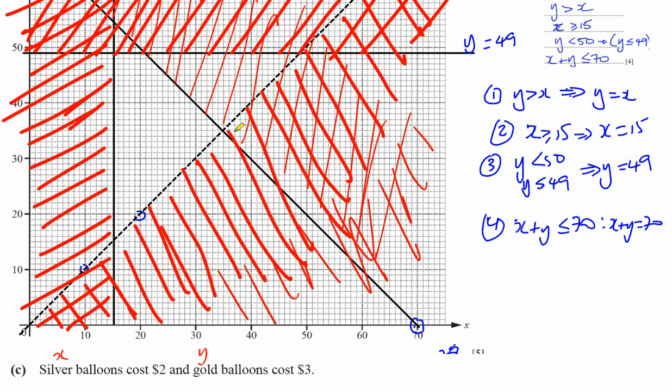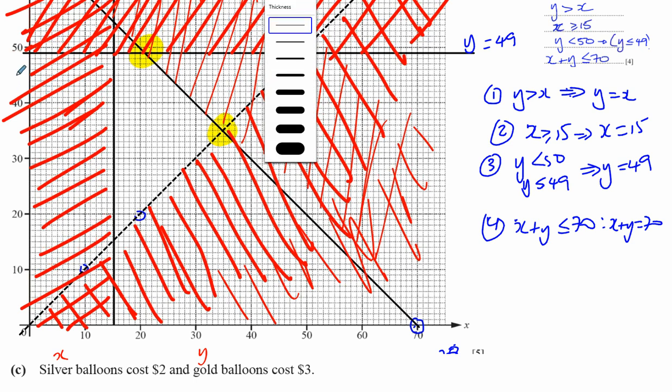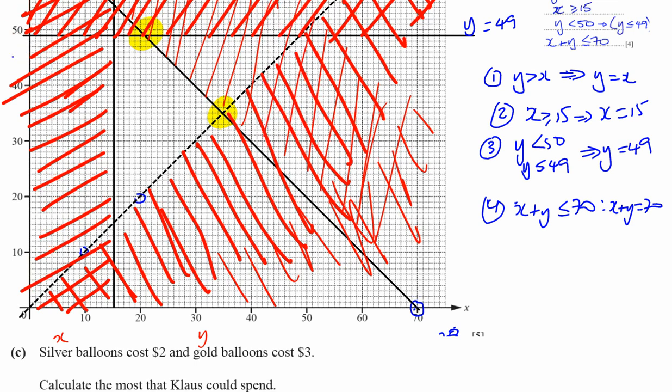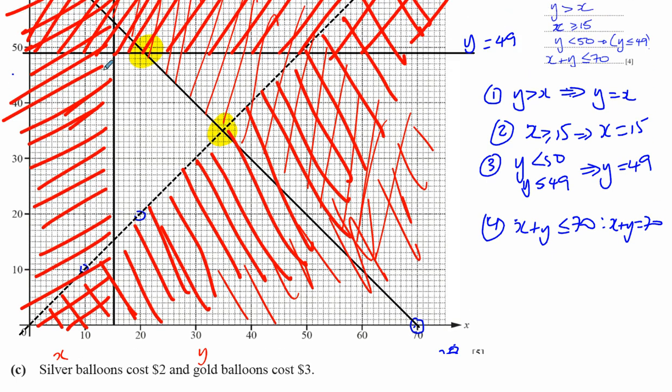No, you're not allowed to use a highlighter in the exam. I'm using a highlighter here so I don't cover up any of the lines that I need. So I'm going to test these 2 points to see which one gives me the value that I need, the maximum, the most that Klaus can spend.